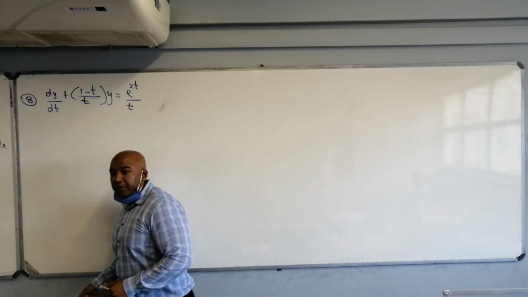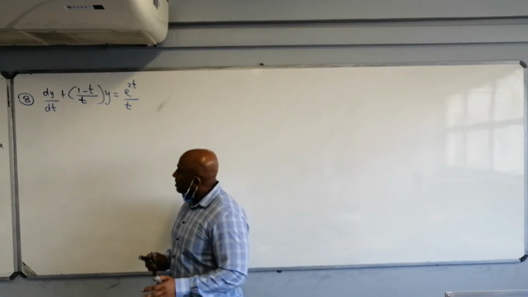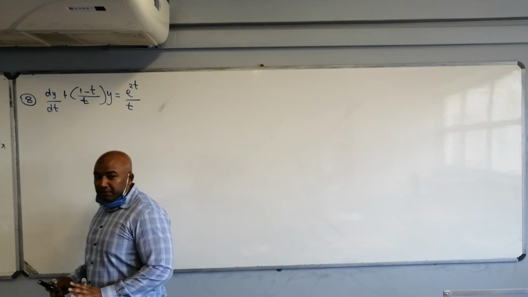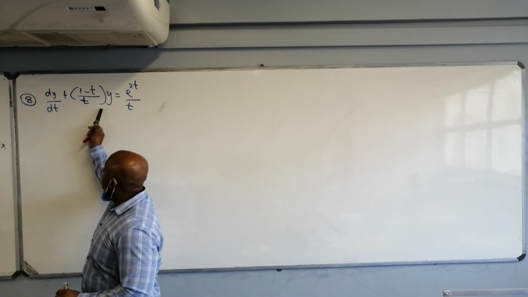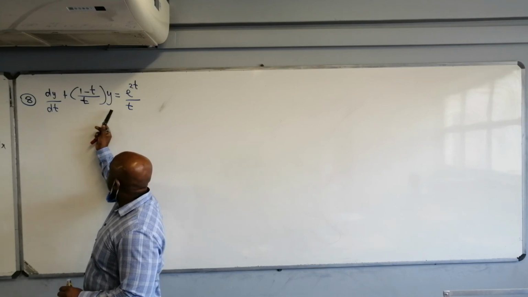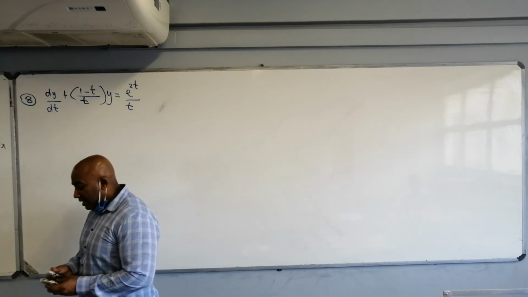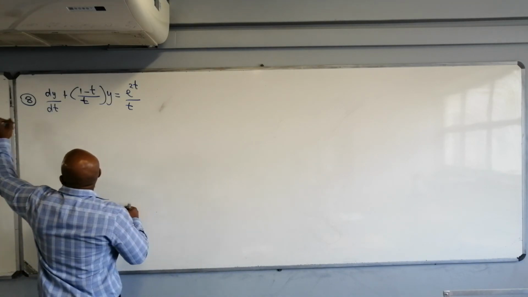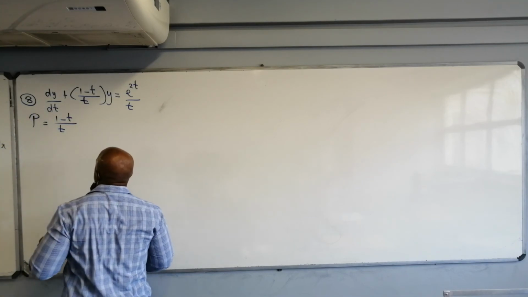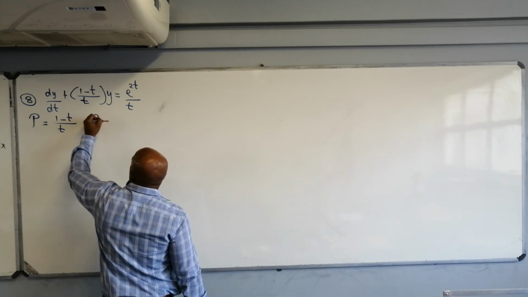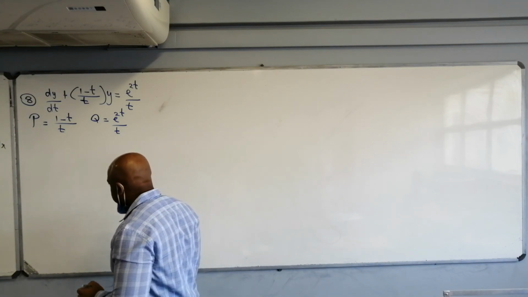Right, so here we got dy over dt. It's just that x is being replaced by t. So that shouldn't be a problem. The main thing is, is this in standard form? So we got two terms on the left, one on the right. Coefficient here is 1, so that's fine. We can identify our p. So p is equal to 1 minus t all over t. And q is equal to e to the power 2t over t.